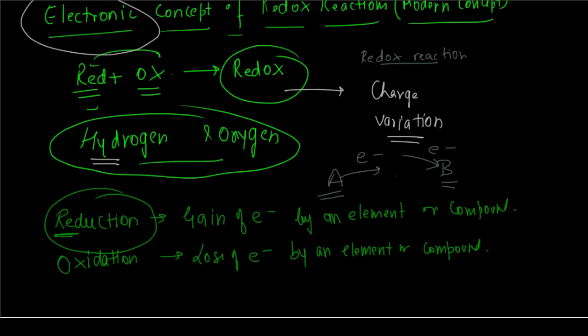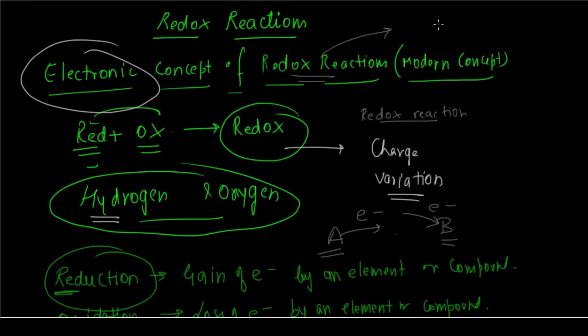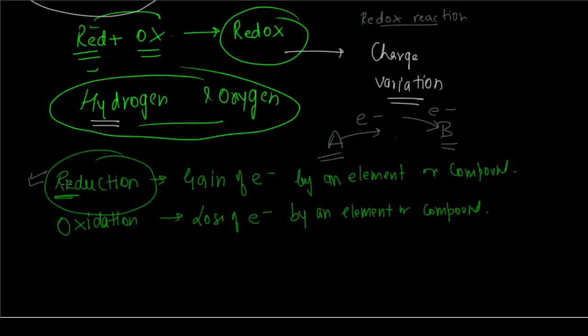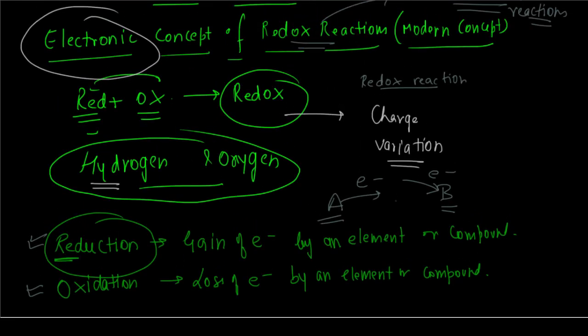Right? That is why redox reactions are also called electron transfer reactions. They are called electron transfer reactions because these reactions involve the transfer of electrons from one element or reactant to the other reactant. Clear with that? So reduction, this is very important for you to understand. Reduction means gain of electrons by an element or compound, which is the reactant, and oxidation means loss of electrons by an element or compound, which is again a reactant. Clear? So this was defined as the electronic concept of redox reactions.